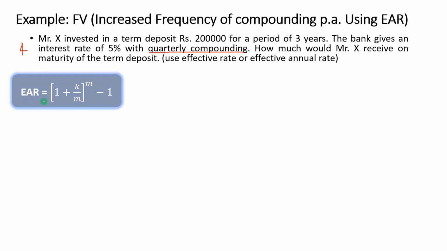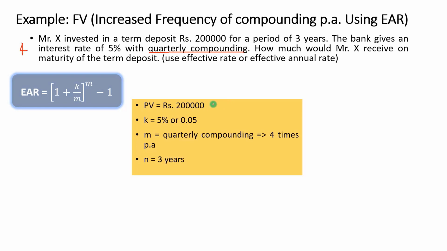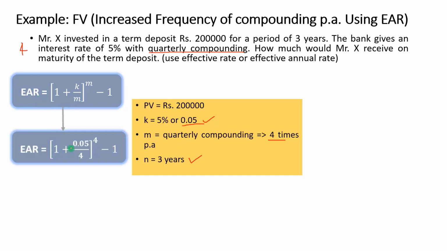The formula for effective annual rate, as we have discussed, the values given in the question: present value 2 lakhs, interest rate 5%, we consider as 0.05 for the calculation purpose. Compounding value of M is 4 as it is quarterly compounding, number of years, so N value is 3. Now we are required to substitute the value of K in this formula to find out effective annual rate. Then effective annual rate is equal to 1 plus 0.05 divided by 4 to the power 4 minus 1.